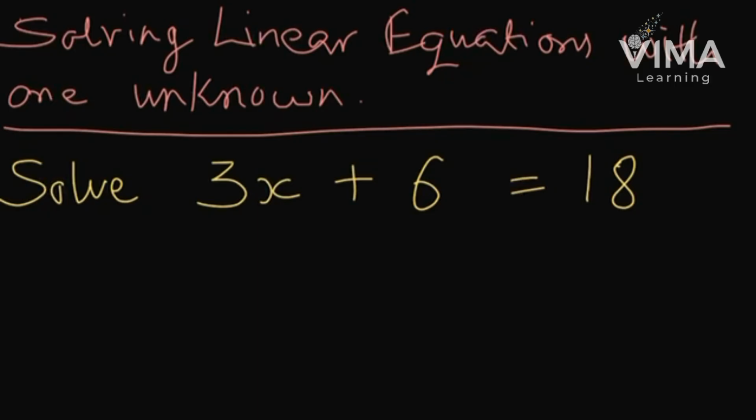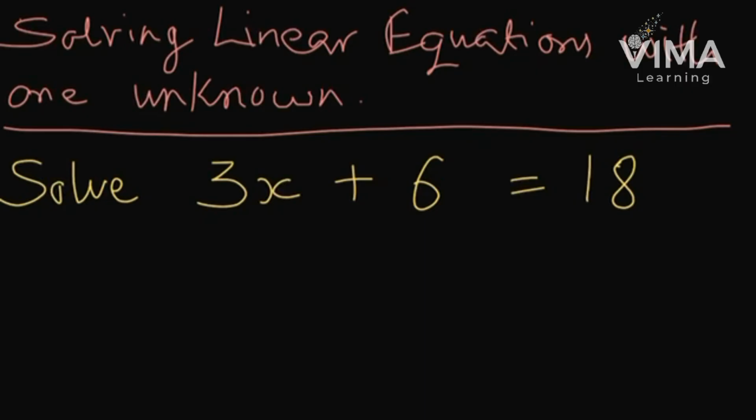Now we have 3x plus 6 equals 18. What do we mean by solving linear equations with one unknown? There's only one value here that we can't tell exactly what it is, so that's a variable, and since it's just one of its kind here, it's an equation with only one unknown.